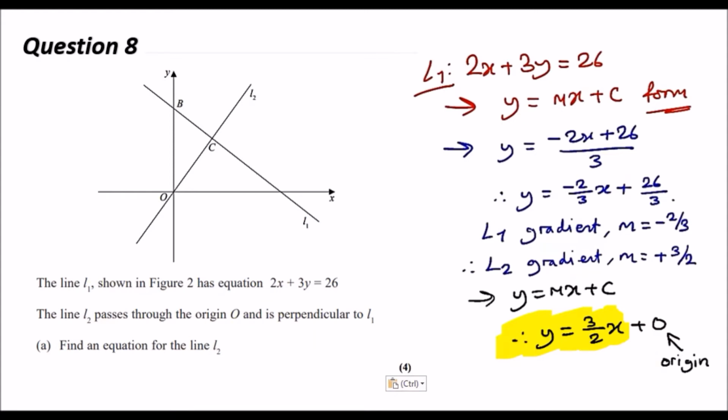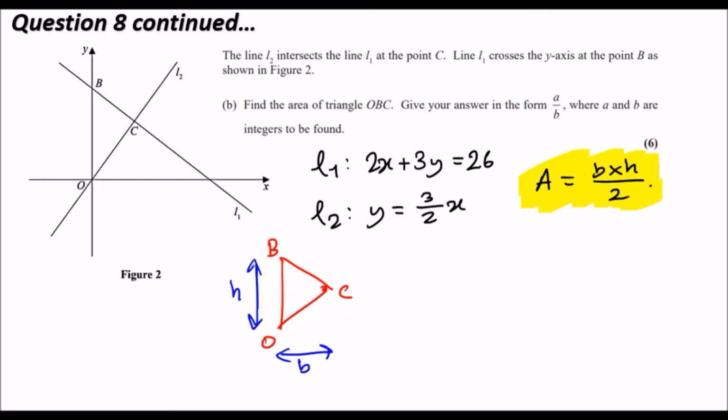3b. So for this one, it says that the line L2 intersects L1. Okay, we just did that. Find the area of the triangle OBC. Give your answer in the form a over b, where a and b are integers to be found. Now, area of triangle OBC. So clearly, this is going to be from O to B to C. So we've got this little triangle here.